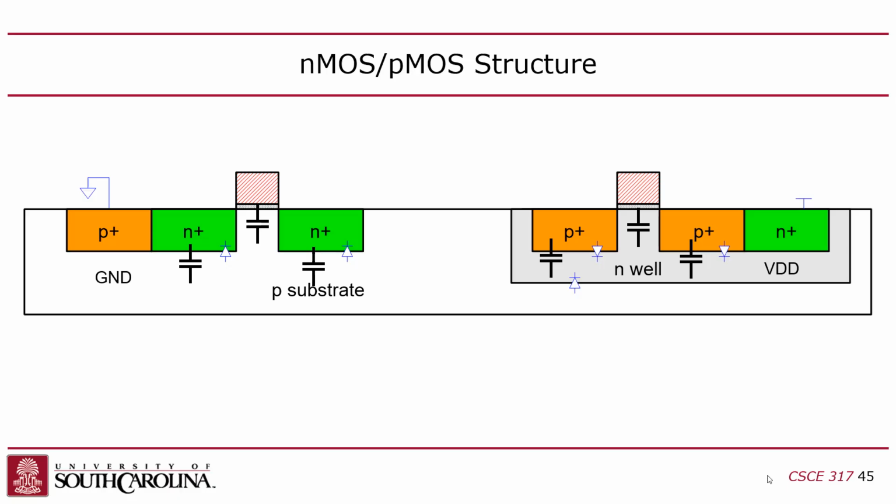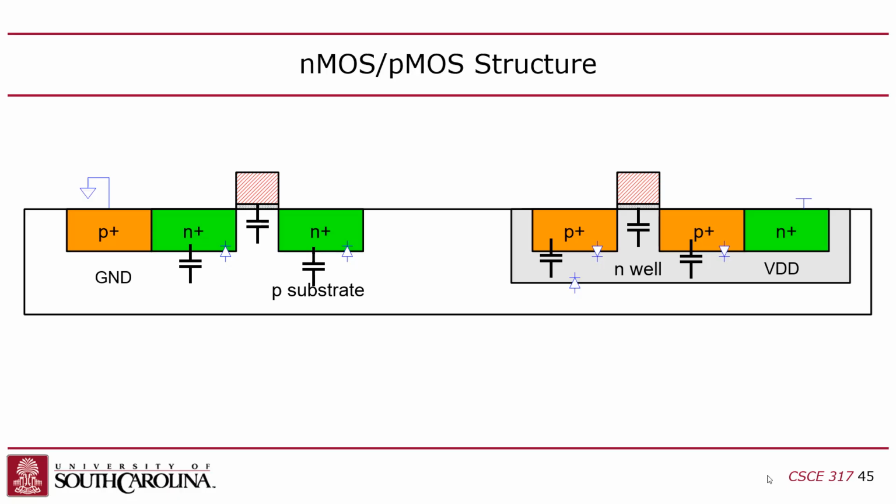You create a little localized N plus, and the well is N. What's N plus versus N? N plus is highly doped. N is just lightly doped. But if you go from highly doped to lightly doped, it makes a real good electrical connection. And then you connect that to VDD, right? So that way your well becomes energized with VDD, right?